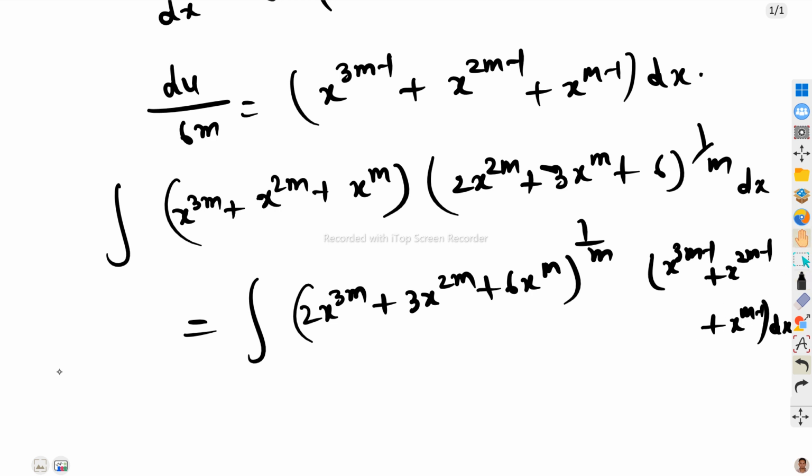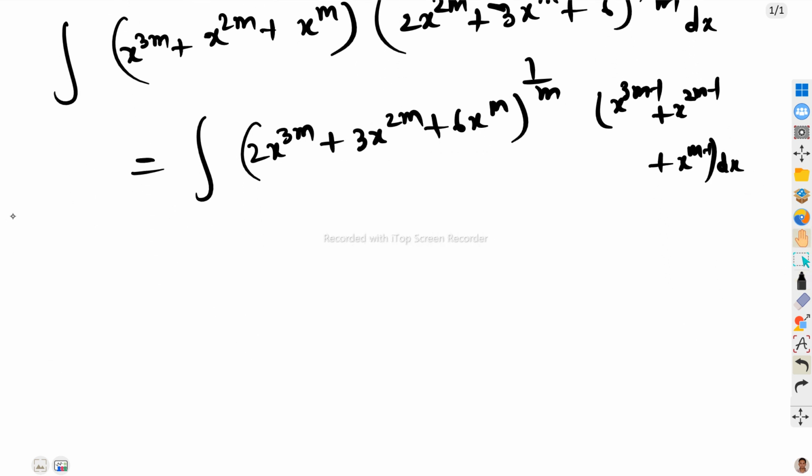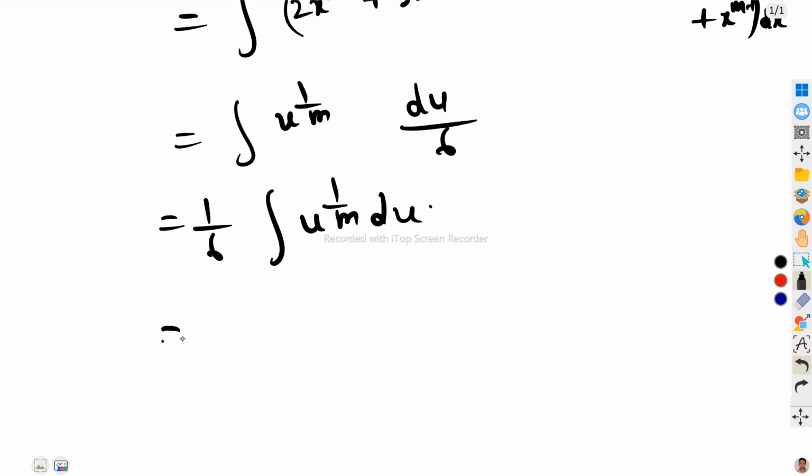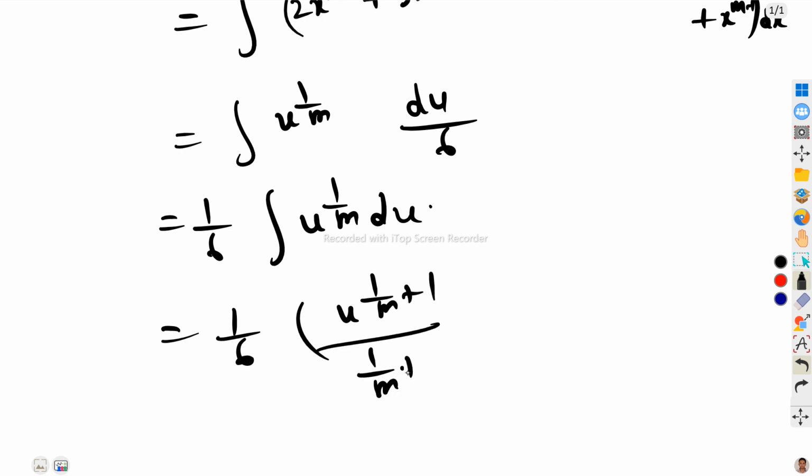We have reduced this in earlier steps. So what have we substituted? We have substituted u for this, so this is u raised to power 1/m, and this is du/6m. The constant can be taken outside the integration, since it is a constant. So this is 1/6m times the integral of u^(1/m) du, and this is a simple integration formula.